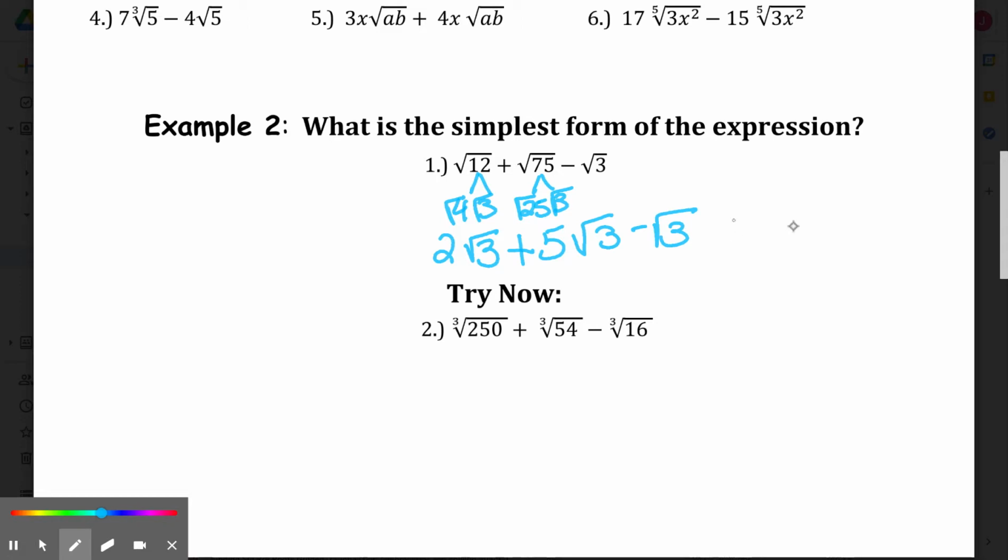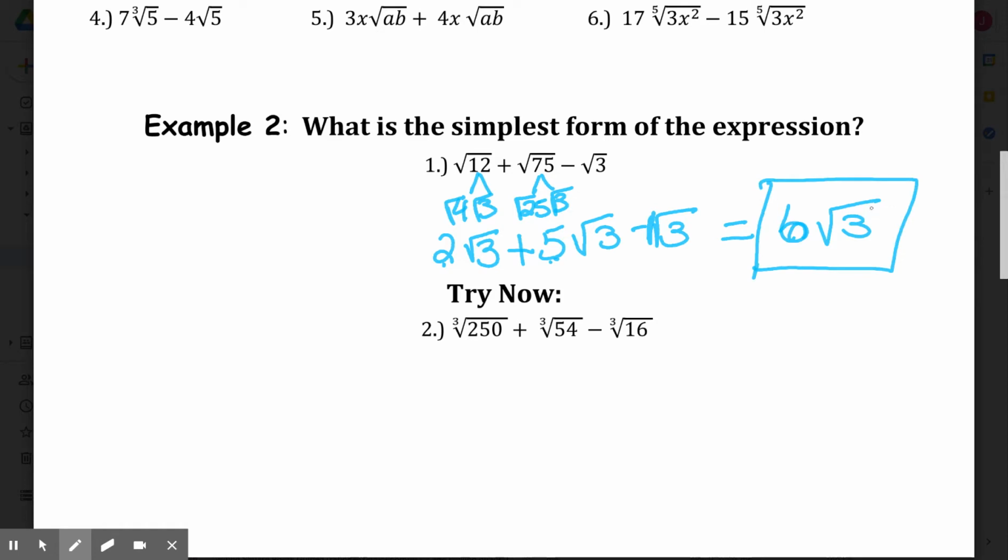So now that equals 6 radical 3. And the reason for that is because I added 2 plus 5, which gave me 7. 7 minus the 1 that's there, because there's a 1 that's assumed to be written there. So again, you add your coefficients, the numbers in front. So I added 2 plus 5, and then I subtracted my 1, and that's how I got 6. Because this would have been 7 minus 1, which gave me 6. This is my final answer. 6 radical 3. If you have any questions, let me know.